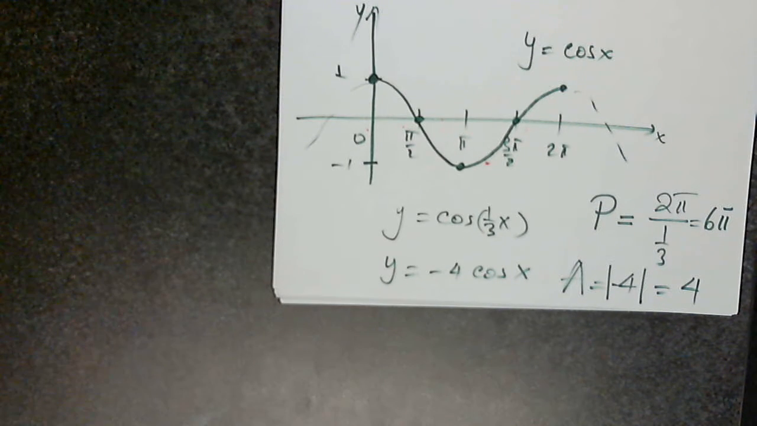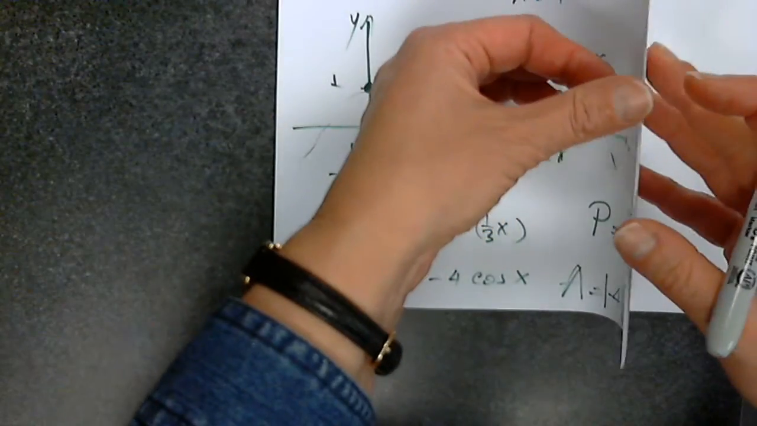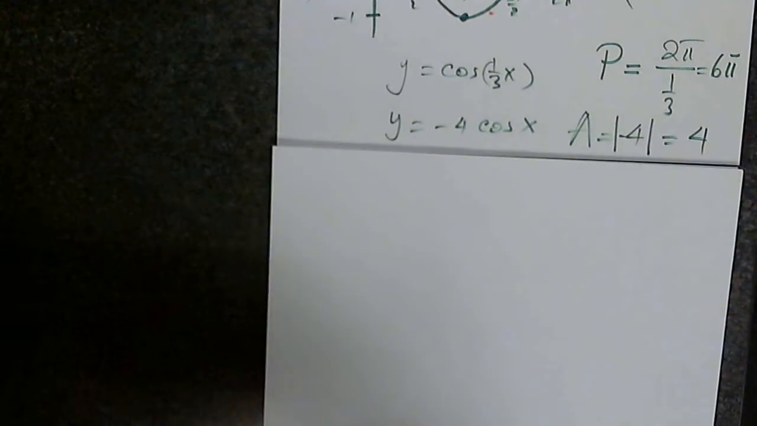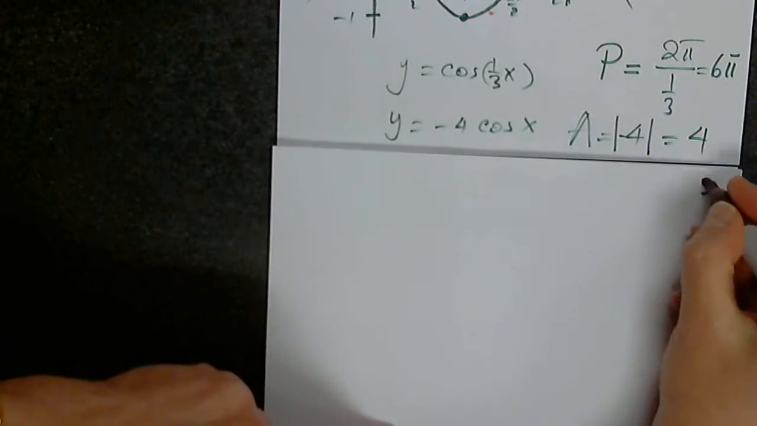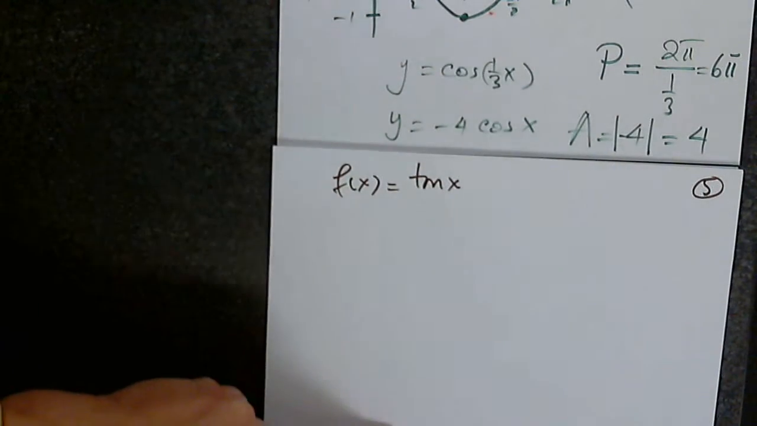Let's look at tangent. And then we'll look at problems from the book. This is the last trig function we will look at, graph-wise. So f of x, tangent x.